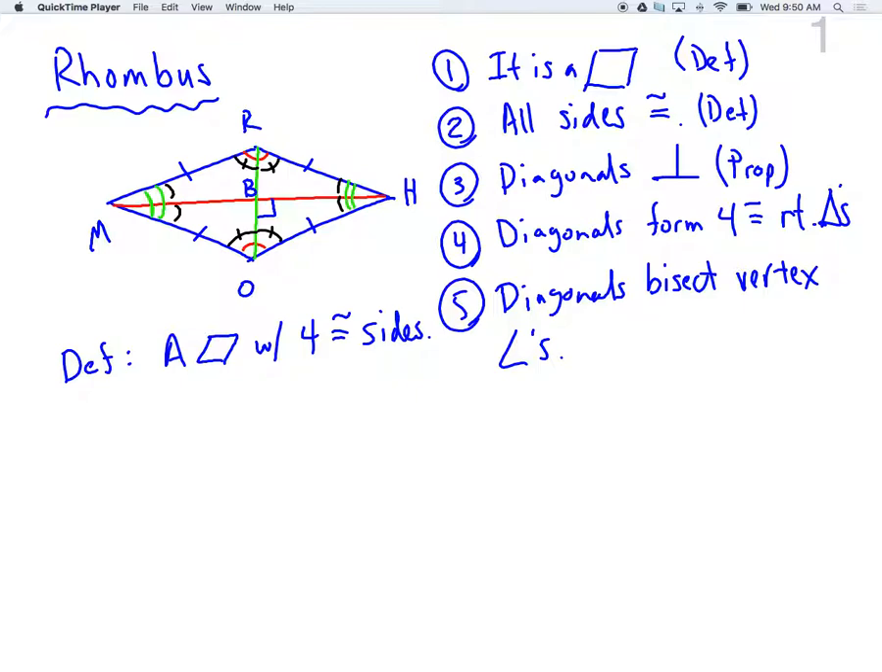Anything else? I think we pretty much got it all under control. So two through five is what makes this rhombus special or separate from just a plain old parallelogram. The other things for parallelograms are true, but this is above and beyond. Okay, let's do a rectangle next. It's easier.